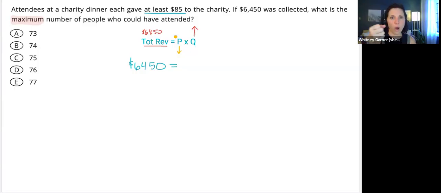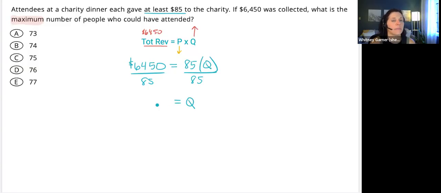So I want to make my quantity big, which means I need to make my price as small as possible. Well, I was told at least 85. So the minimum value of price here would be $85 for whatever this Q is. So I'll divide both sides by 85. And then I don't have a calculator. So we're looking at some means by which I can try and simplify as quickly as possible.